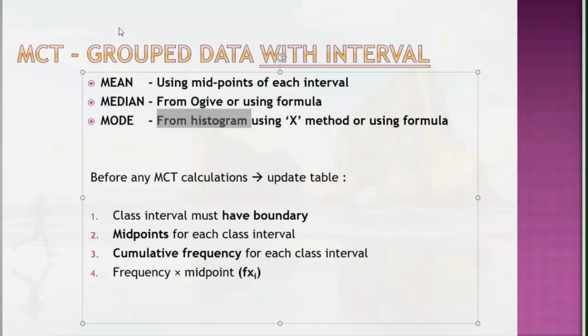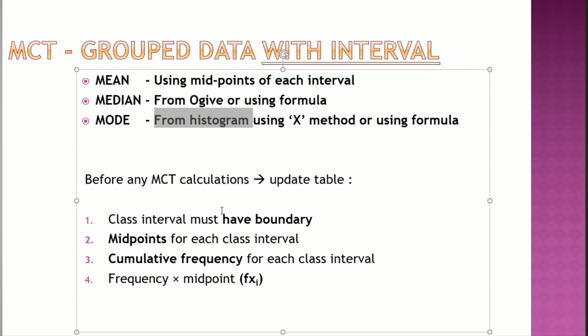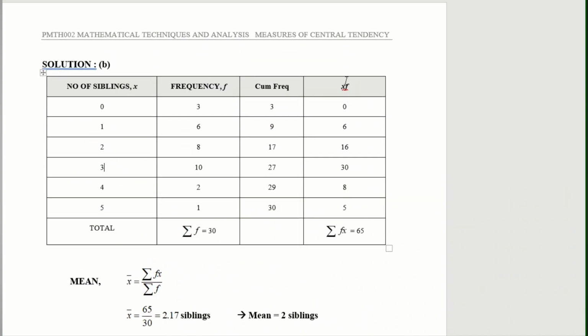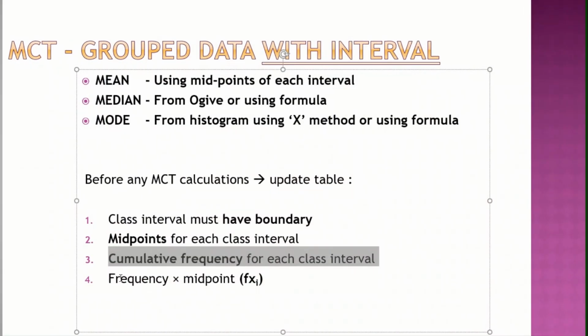Before any calculation, I want you to update your table first. In the last class, you have already done your intervals and your frequency, correct? Interval and frequency done already. Now you just need to add new things. Midpoint, that means the middle point of the intervals, meaning if 0 to 100, my midpoint is 50. 100 to 200, my midpoint is 150. You need to add cumulative frequency for each interval, meaning you add a new column. And the other new column you already added before was fx, but now we will take frequency times midpoint.